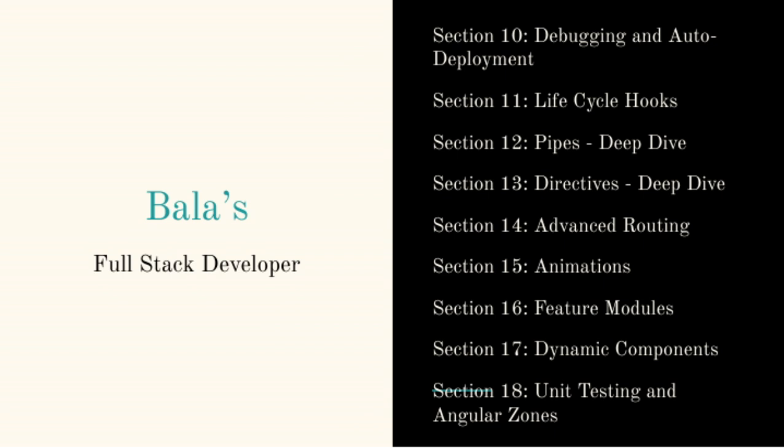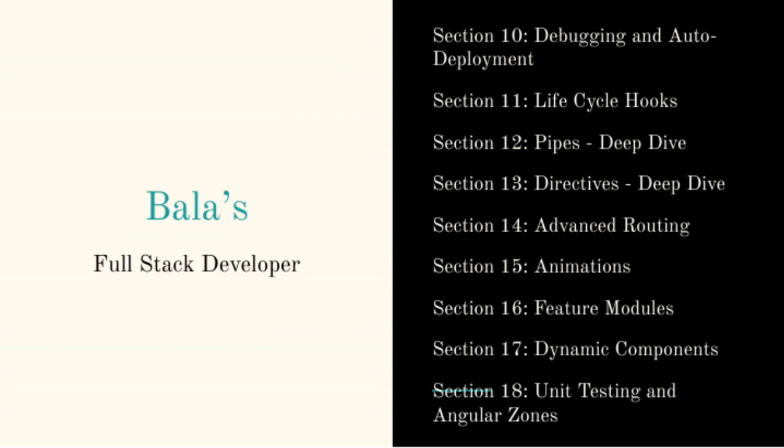Moving on to Section 11, life cycle hooks. These are essential for understanding how components behave from creation to destruction, giving us control over their behavior at each stage. Then, in Section 12, pipes, deep dive. This is about transforming data in templates to make our UI more dynamic and user-friendly.